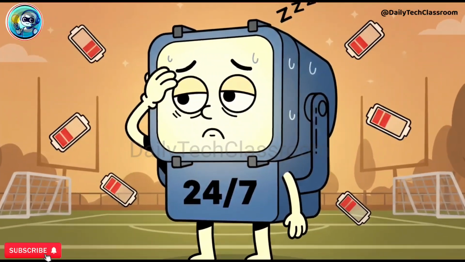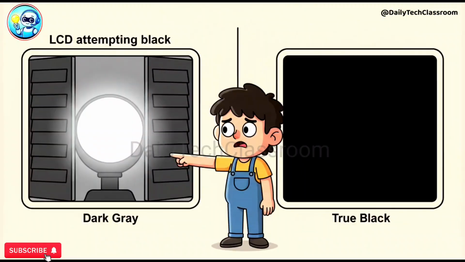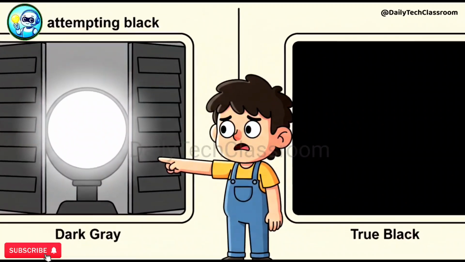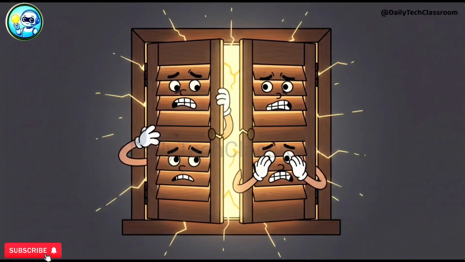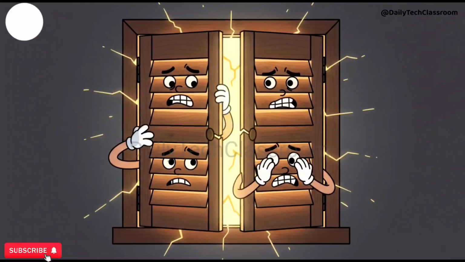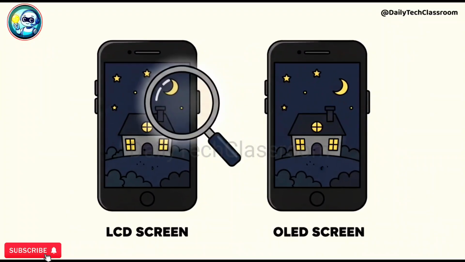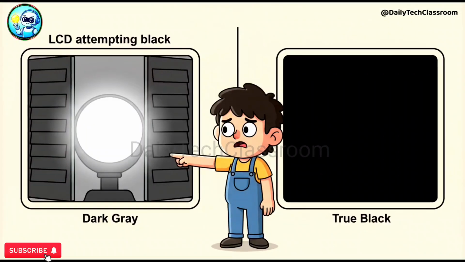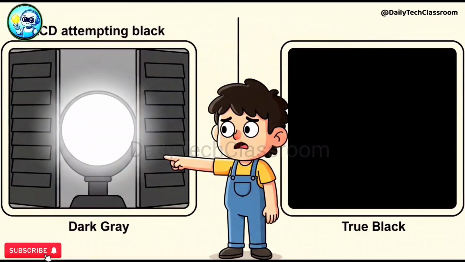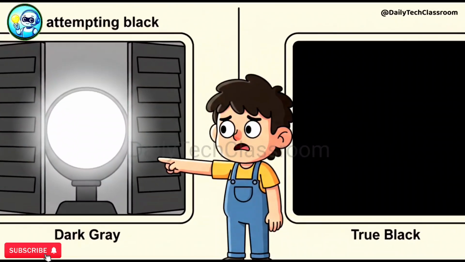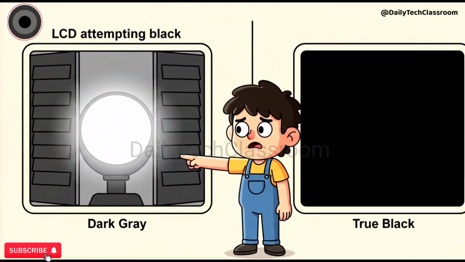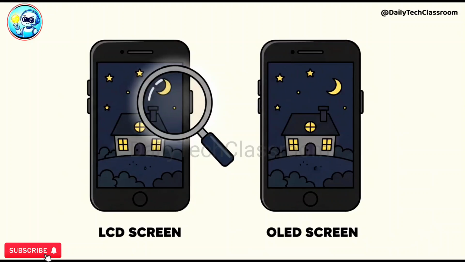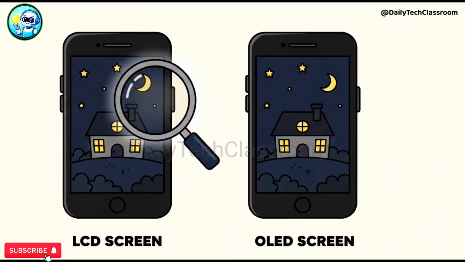But here's the thing. That backlight never turns off, even when you're looking at something dark, like a black background or a night scene in a movie. That floodlight is still glowing back there. The shutters are closed, sure, but light still leaks through a little bit. That's why LCD screens don't look perfectly black. They look more like dark gray. And that's also why LCD screens use more battery, because that backlight is always working, even when you don't need it. Now let's talk about OLED.